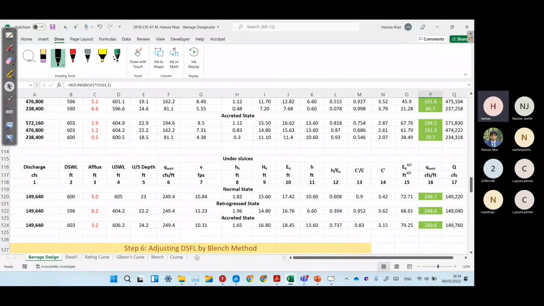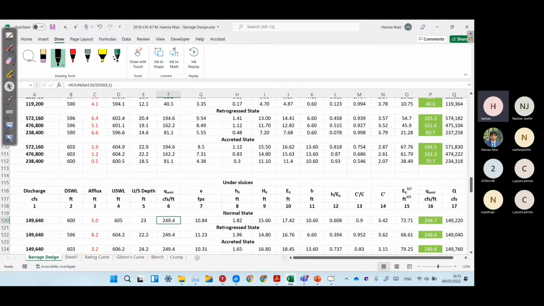Just the difference would be that we assume the discharge as 1.2 times Q, because we are assuming that 20% more discharge would be passing. And for the Q weir, we assume 600 feet for the width of the under sluice portion. Only this difference would be there. The rest of the procedure would be the same.